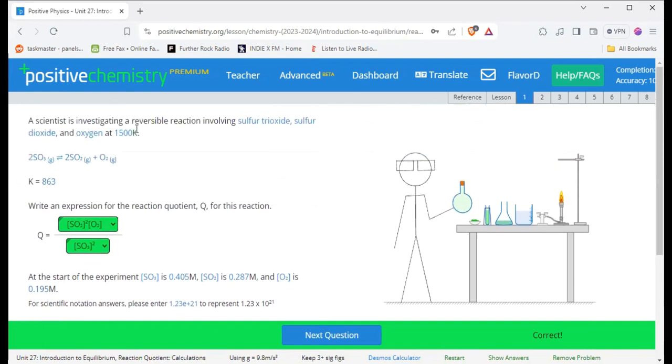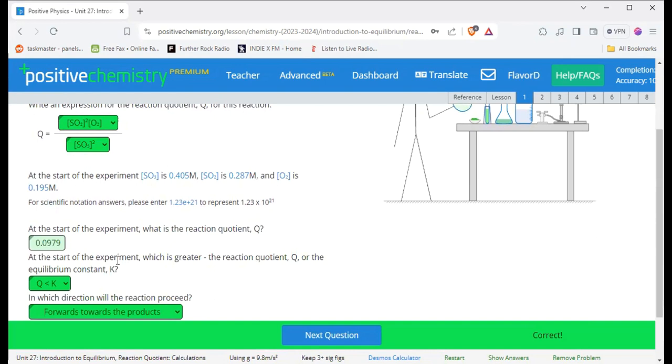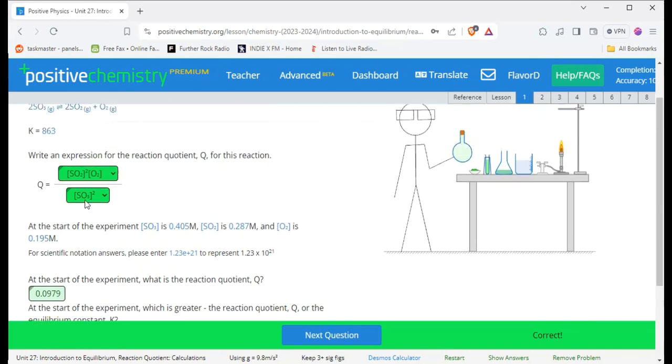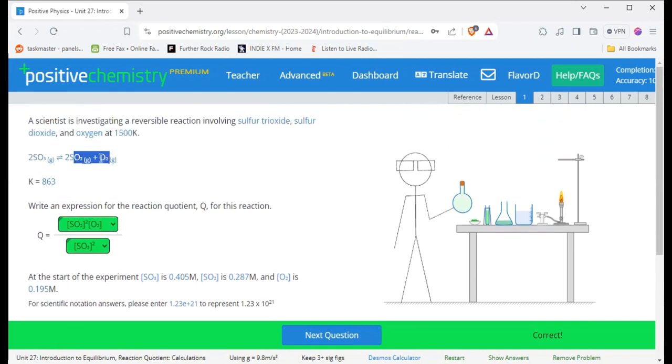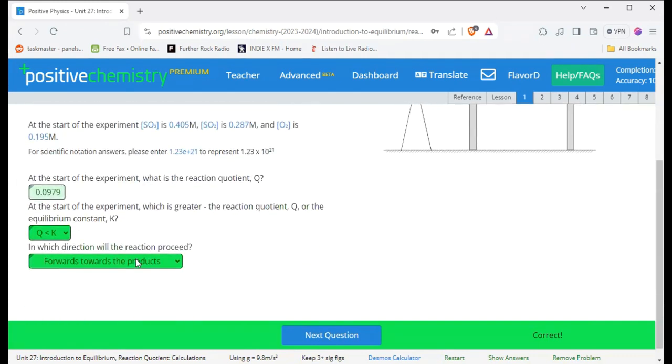But they said back up here that K was 863. And we got not even a 1. So Q is smaller than K, but it's going to become K. It will eventually anyway, at some point. So the number needs to grow, which means we need more top and less bottom, which means we need more products, excuse me, and less reactants. It's going to shift to the right, forward toward the products.